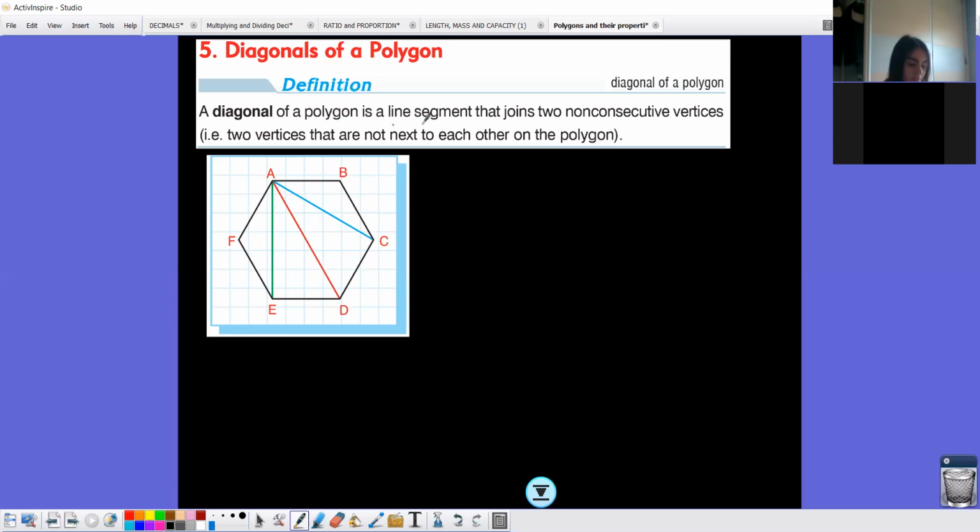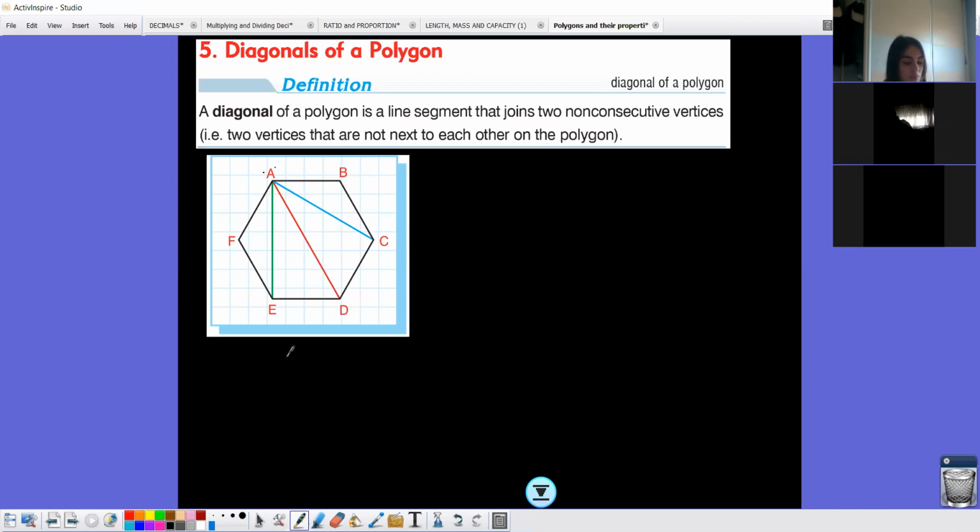A diagonal of a polygon is a line segment that joins two non-consecutive vertices. These two are consecutive. These two are consecutive. So A and C are not consecutive vertices. So this line that joins these two non-consecutive vertices is called a diagonal. Okay? So for example, here, only from the vertex A is drawn. You can draw diagonals from vertex B, from vertex C, from all the vertices. Okay, did we understand diagonal?